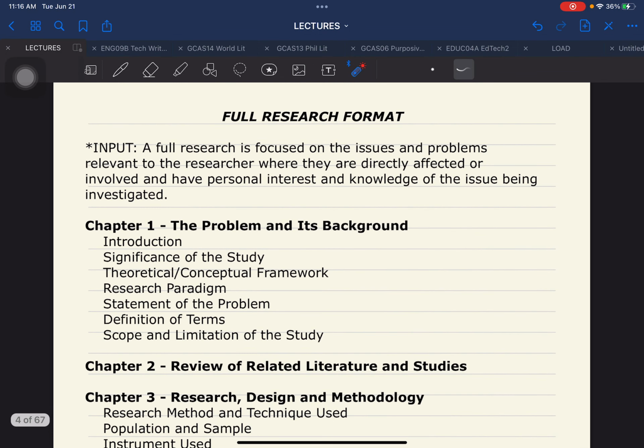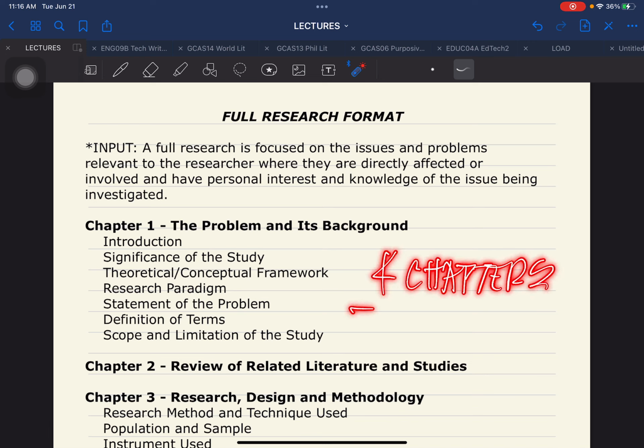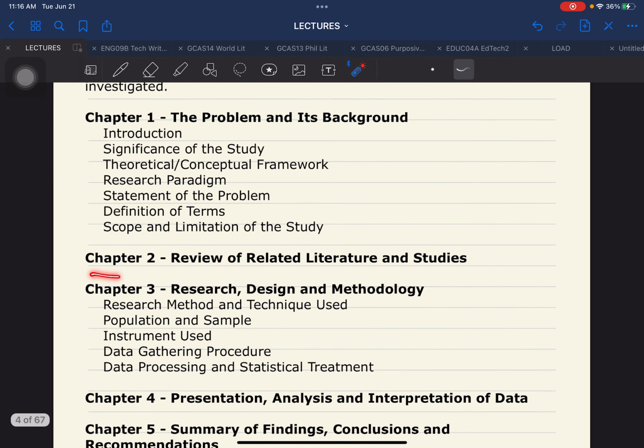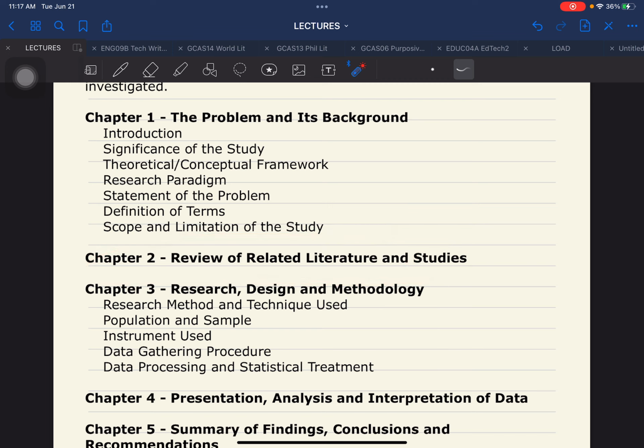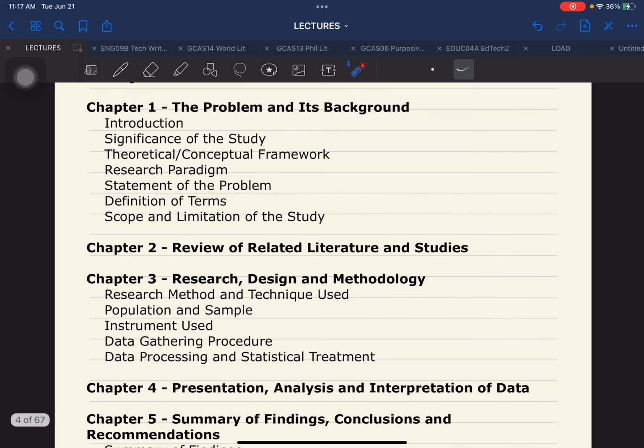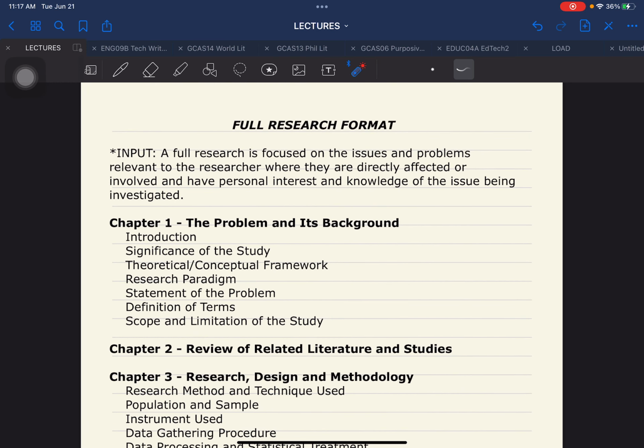There are full research formats that have 4 chapters only. The reason for this is that chapter 2 is already included or synthesized in chapter 1. That's why they have 4 chapters. So chapter 3 will be chapter 2, chapter 4 will be chapter 3, and chapter 5 will be chapter 4. That's why they only have 4 chapters. So try to observe if your institution or your school uses 4 chapters. This is usually the case.